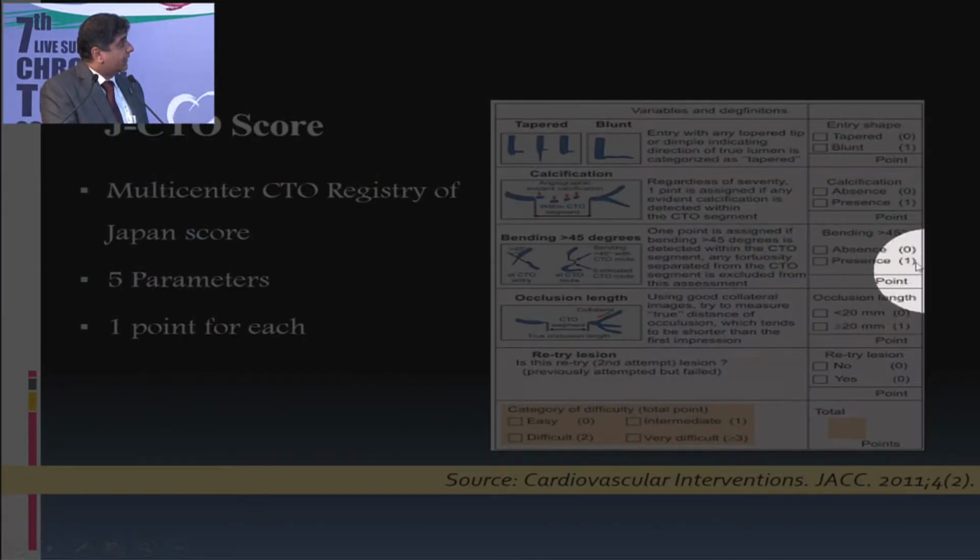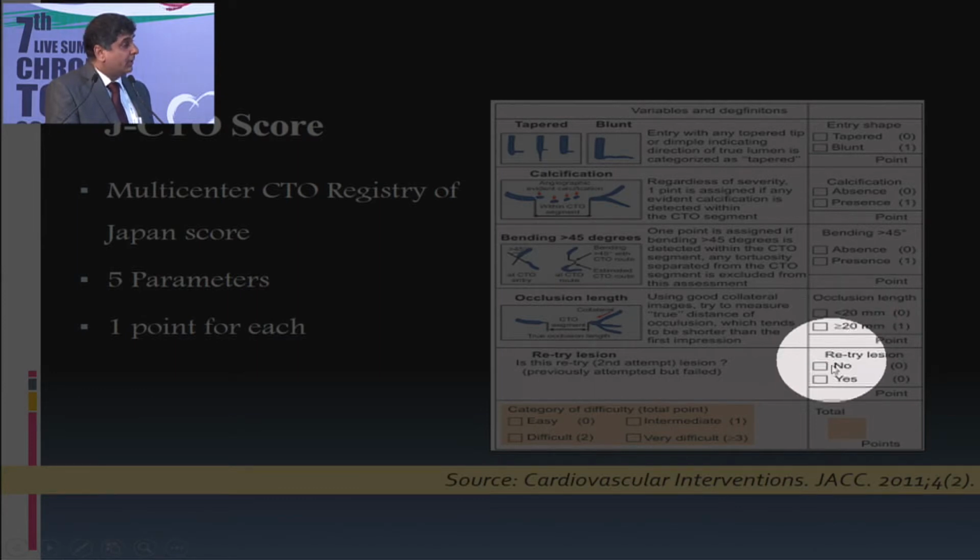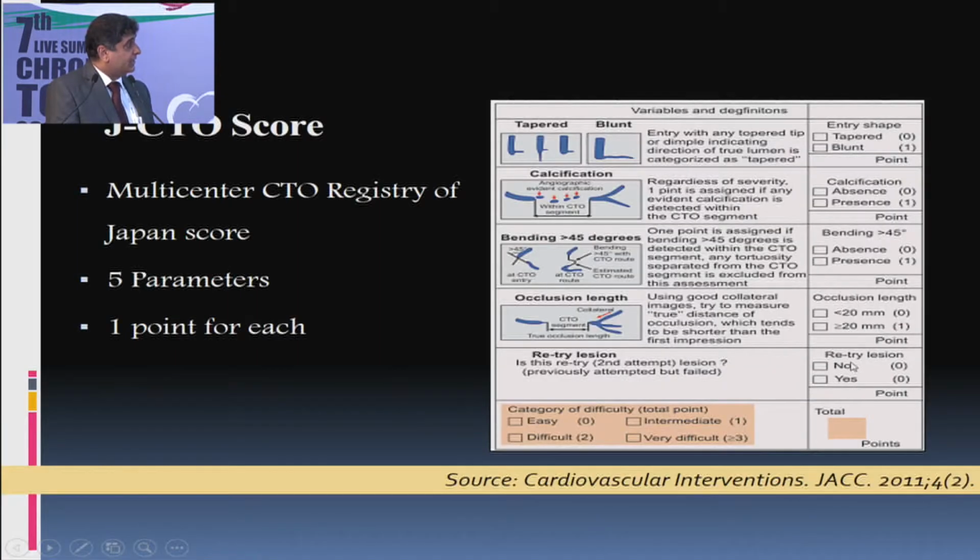whether calcification is present or not, whether the degree of bending is over 45 degrees or lesser than that, the point of occlusion, what's the length of the lesion, whether it's less than 20 millimeters or more than 20 millimeters, whether it is a second attempt or the first attempt, or several attempts have been made in the past. So all this will determine it: the bigger the score, the longer innings you're expected to have in the cath lab. So you can know upfront whether you're up against a difficult procedure.